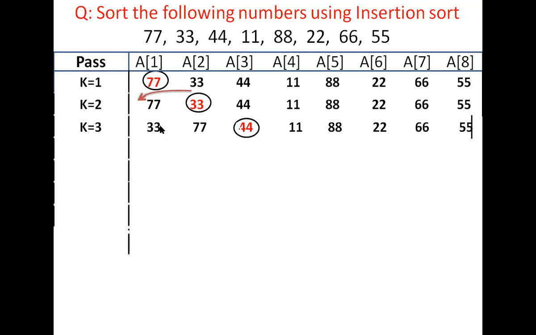So, you have to find out what is the best place to insert this 44 in this subarray. For that purpose, we compare with each element in the subarray. First, 44 is compared with 77: is 44 less than 77? Yes. Then we compare with 33: is 44 less than 33? No. That means 44 should come in between 33 and 77.